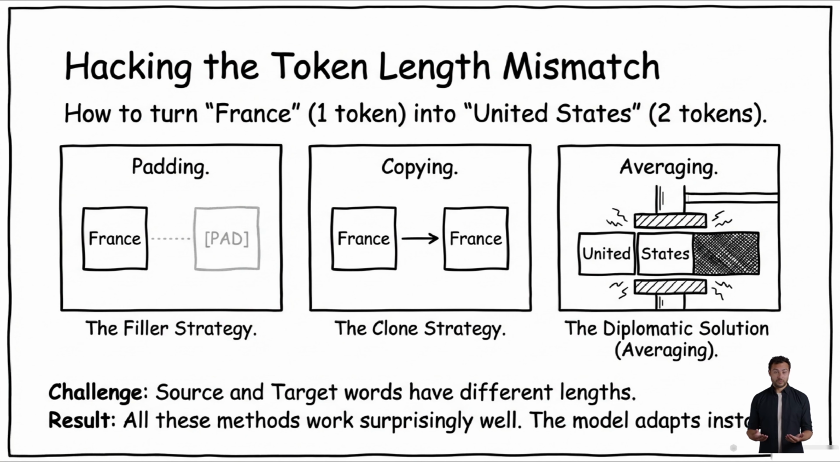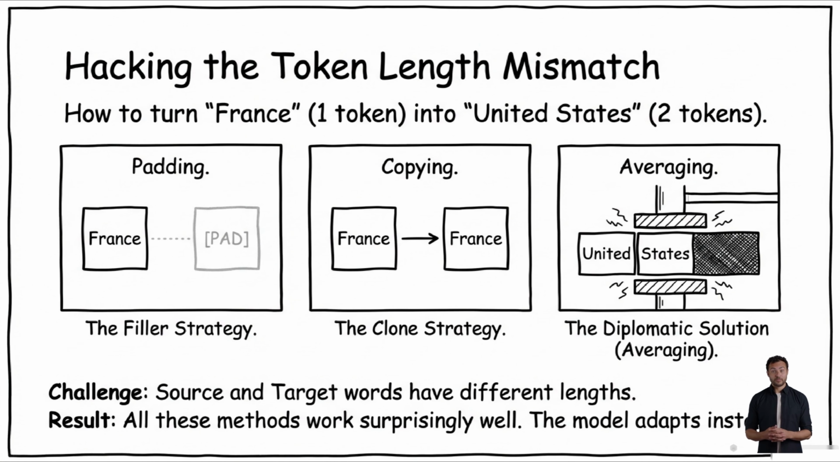Padding, called the filler strategy, adds an extra placeholder token so the one token source can be treated like a 2 token input. Copying, the clone strategy, duplicates the single token so both positions get something to map from. And averaging, labeled as the diplomatic solution, blends representations so the pair of target tokens share a consistent signal. The punchline at the bottom is the surprising part. All 3 work, and the model adapts almost immediately.